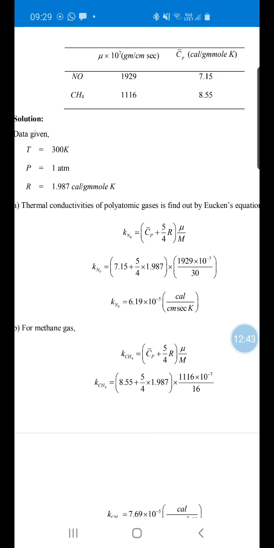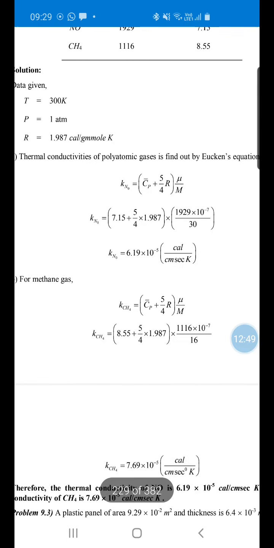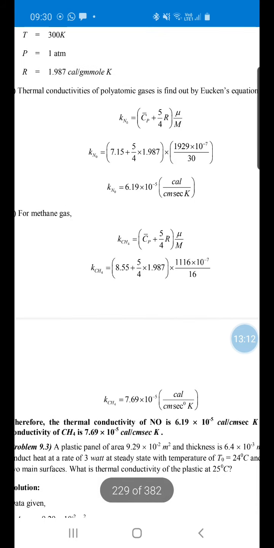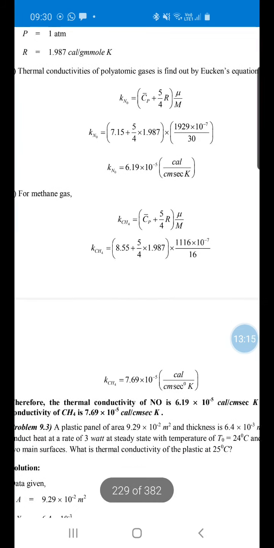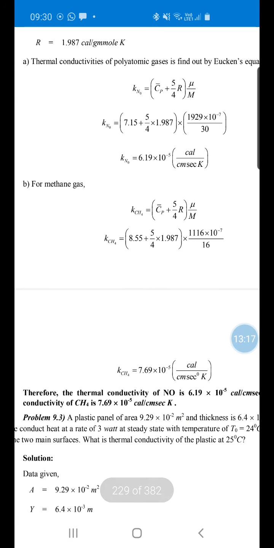So K for NO is Cp bar plus 5 by 4 R, into mu by M. You can put in the values of Cp bar, which are given. The R value you are supposed to know: R is 1.987 calories per gram mole Kelvin. The value of viscosity and molecular weight are given. You can find the value of K for nitric oxide as 6.19 times 10 raised to minus 5 calories per centimeter second Kelvin. For methane, again use the same Eucken's equation. K is equal to Cp bar plus 5 by 4 R, into mu by M.